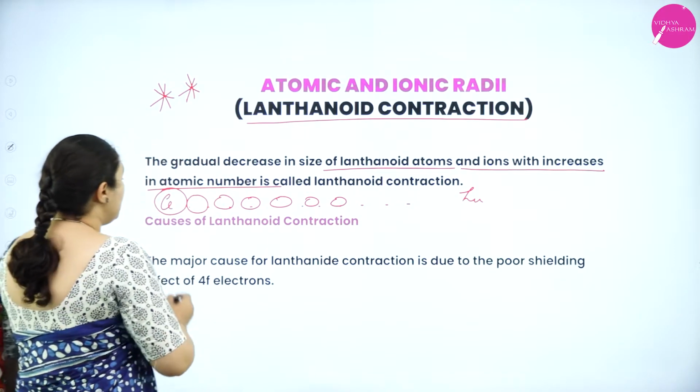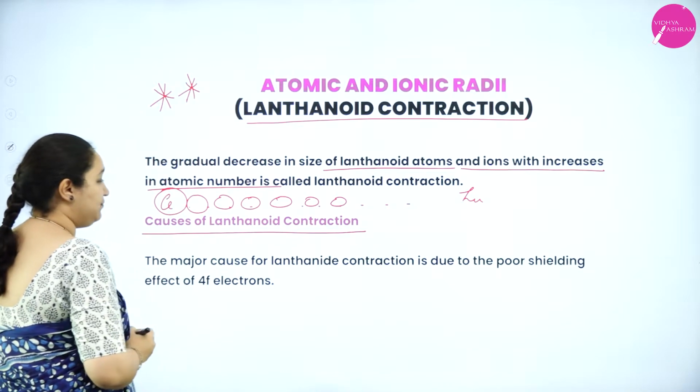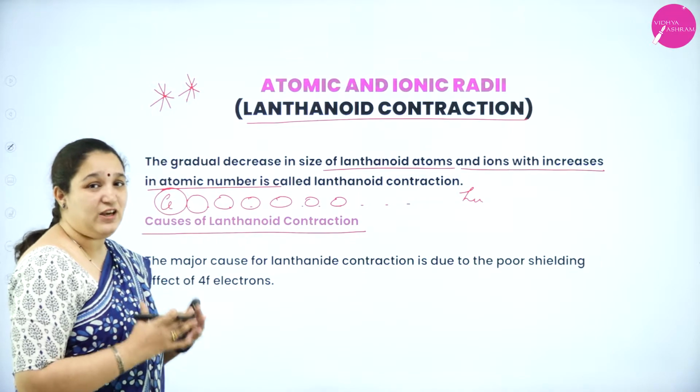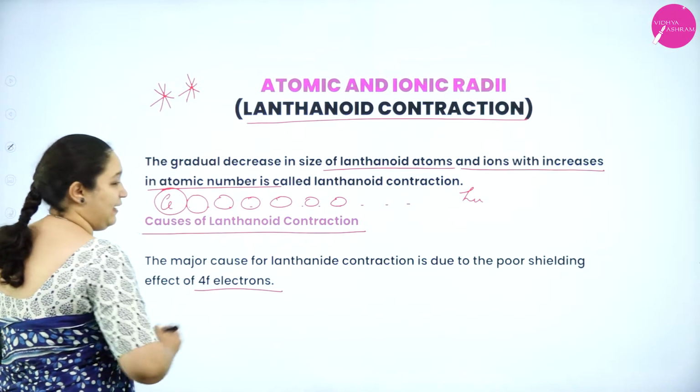Now, what are the causes of lanthanoid contraction? The major cause for lanthanoid contraction is the poor shielding effect of 4f electrons.